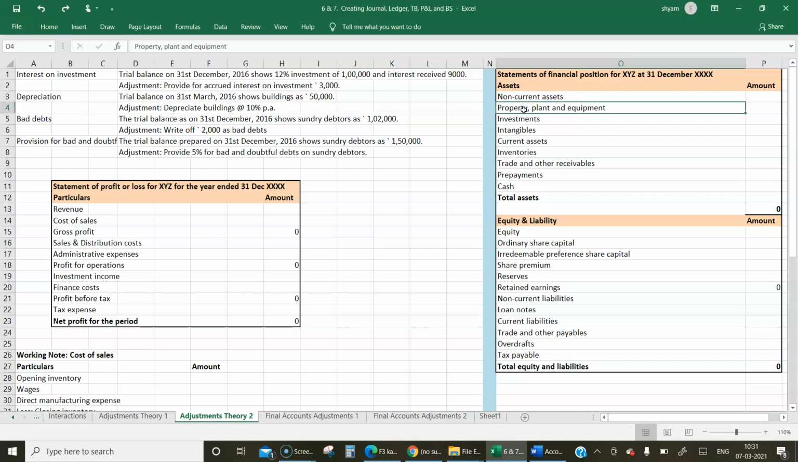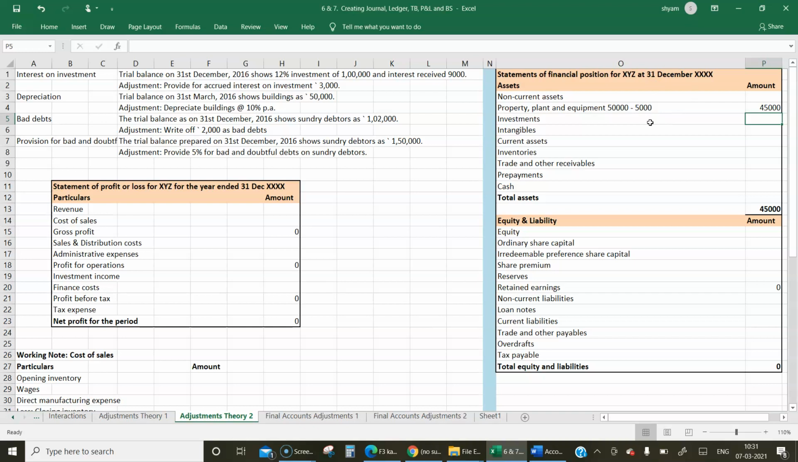Sorry, the building worth is 50,000, so that we have to put. We'll put it in the inner column, 50,000 minus the depreciation of 5,000. So after adjusting, our building would be 45,000. So one adjustment has come here.